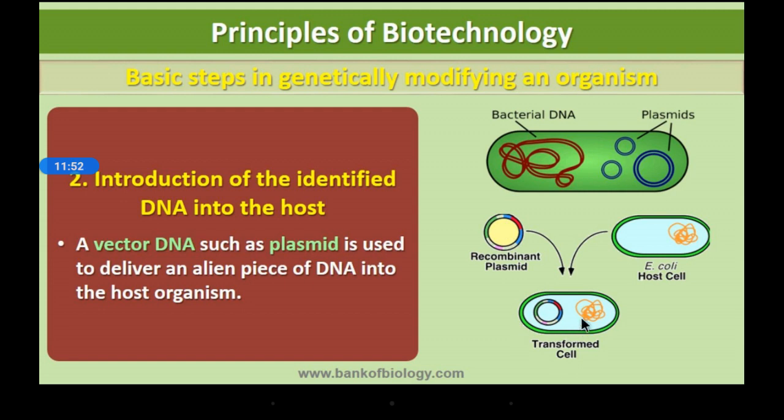So how are they introducing it? They select a vector DNA, here an example is a plasmid, and along with that the alien piece, that means the selected piece of DNA, is mixed and introduced into the host organism. So that is the second step, introduction of the identified DNA into the host cell.